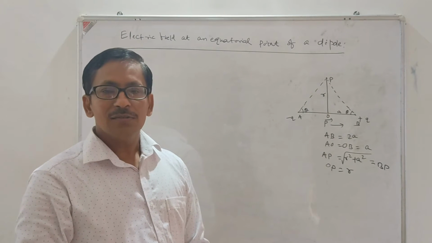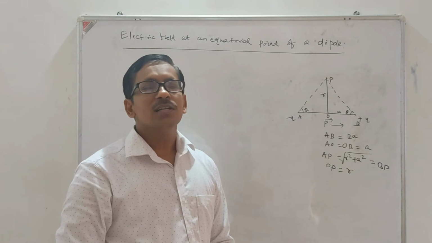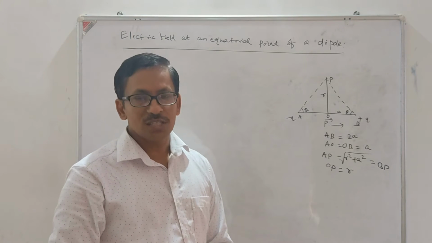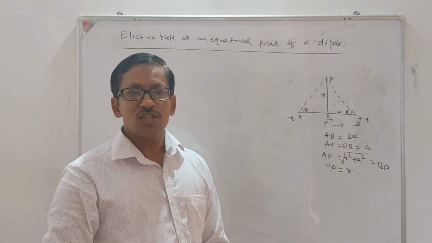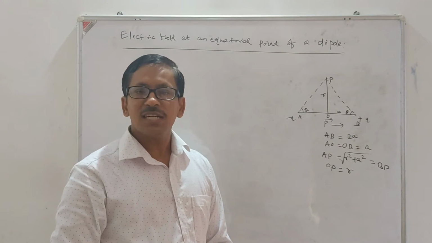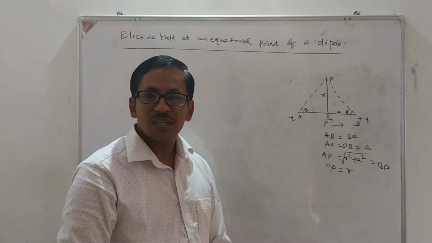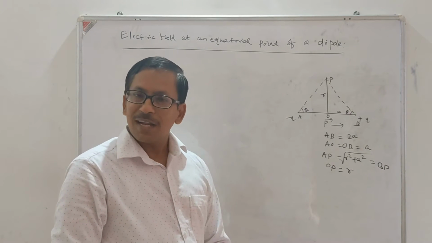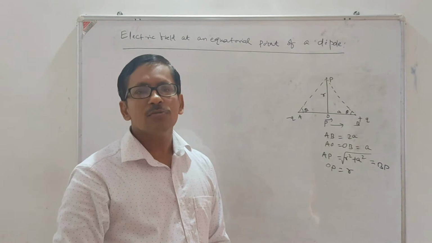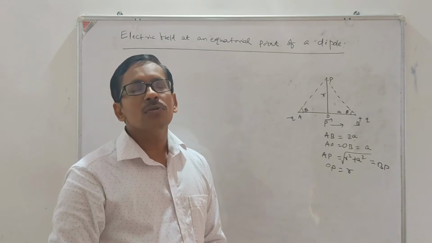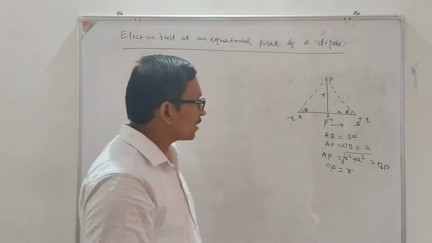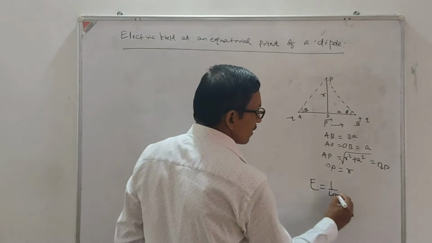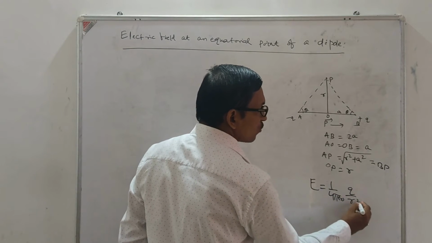So as usual, we will find the electric field due to the minus charge, minus q, then the electric field due to plus q, then we will take the vector sum to get the resultant field at point P, and this is due to the principle of superposition. To find the field due to minus q and plus q, we apply the formula for electric field due to a point charge, E is equal to 1 by 4 pi epsilon naught q by r square.